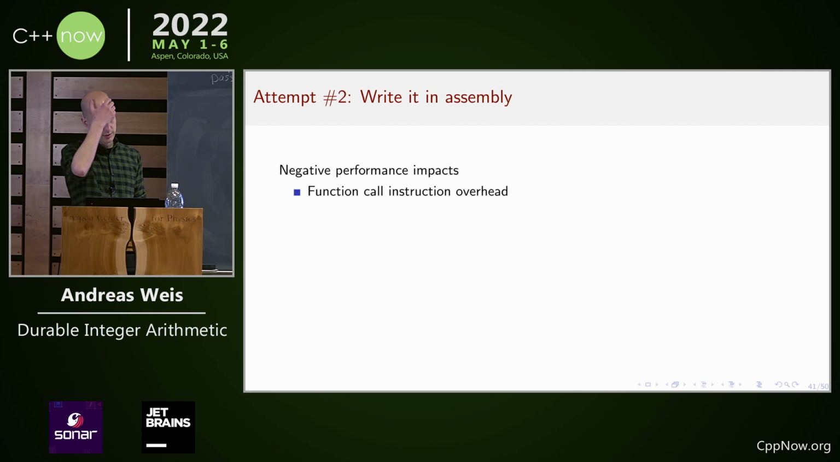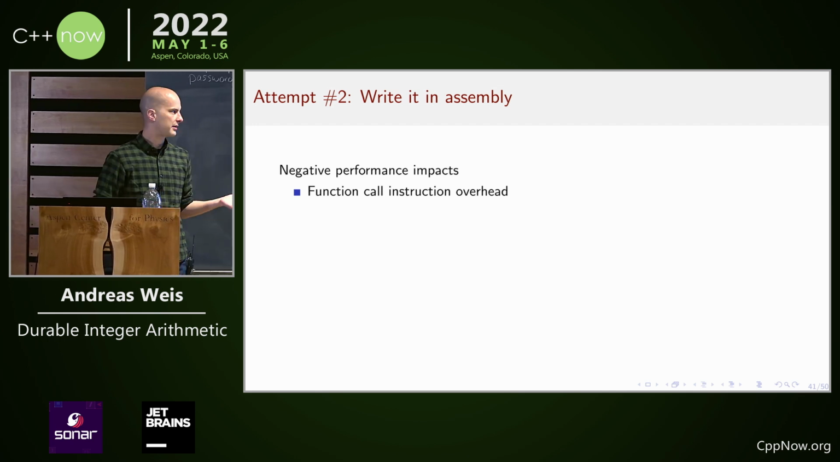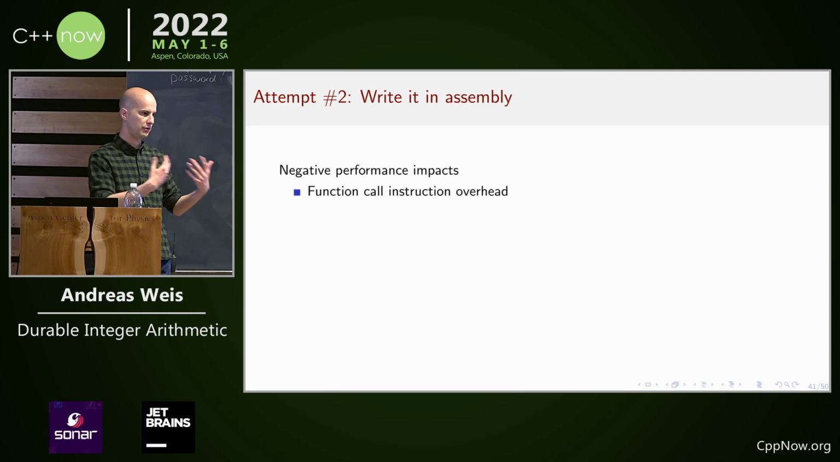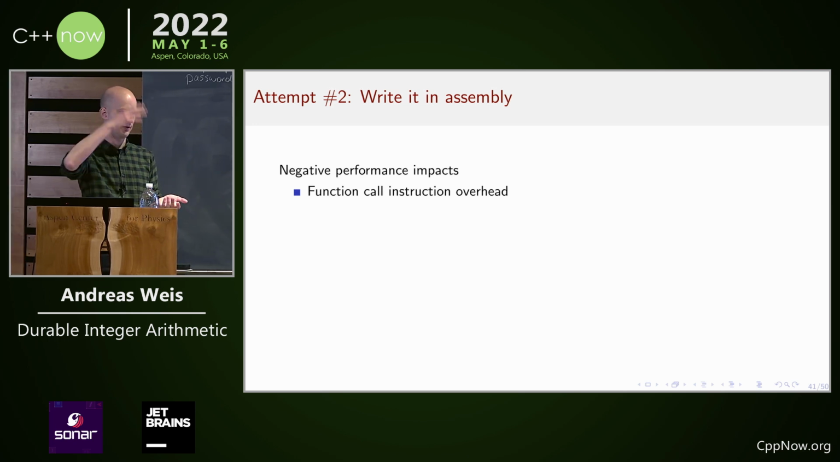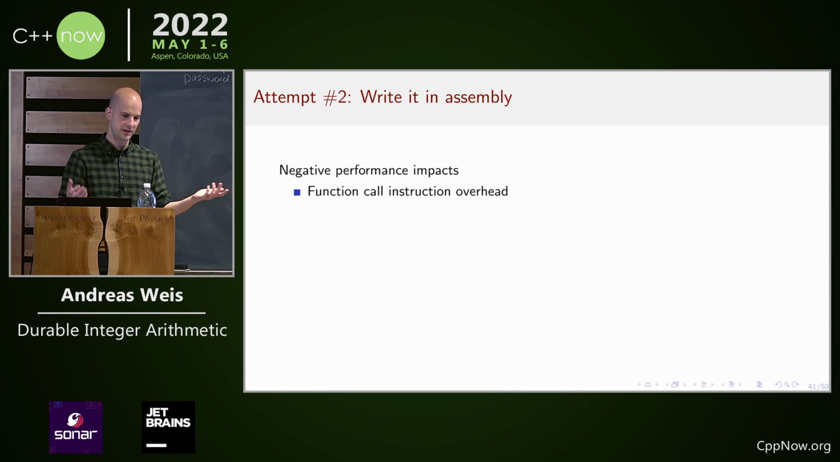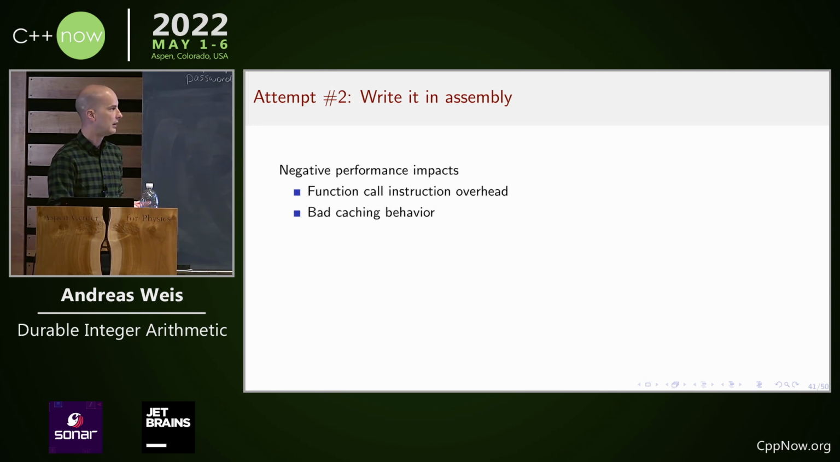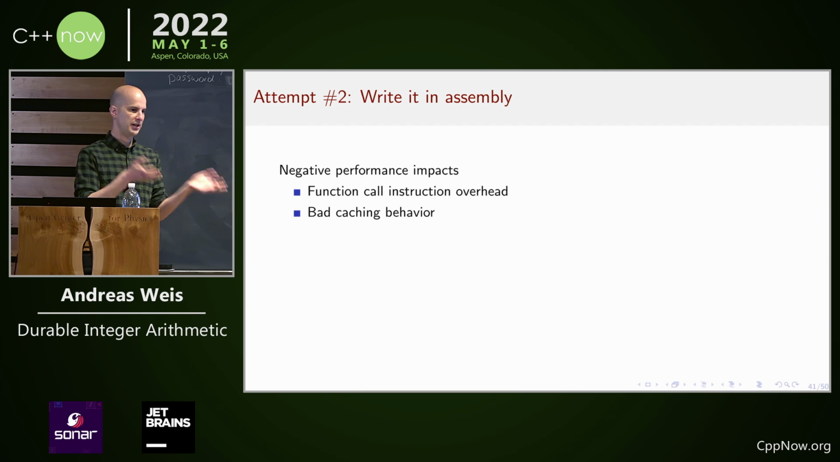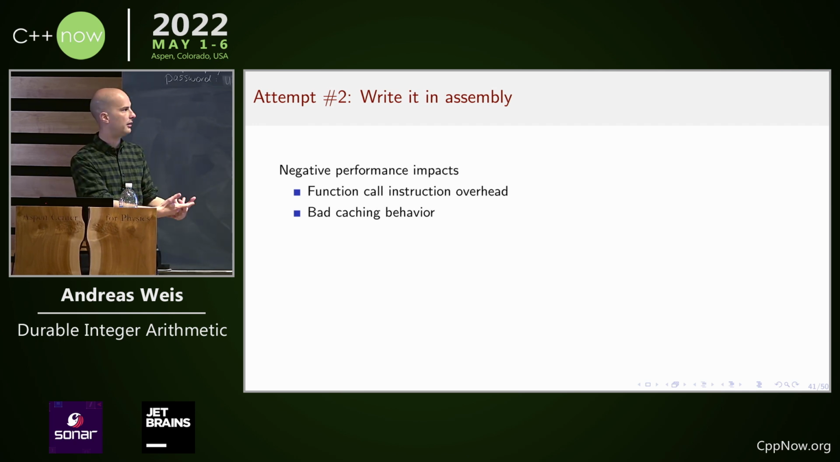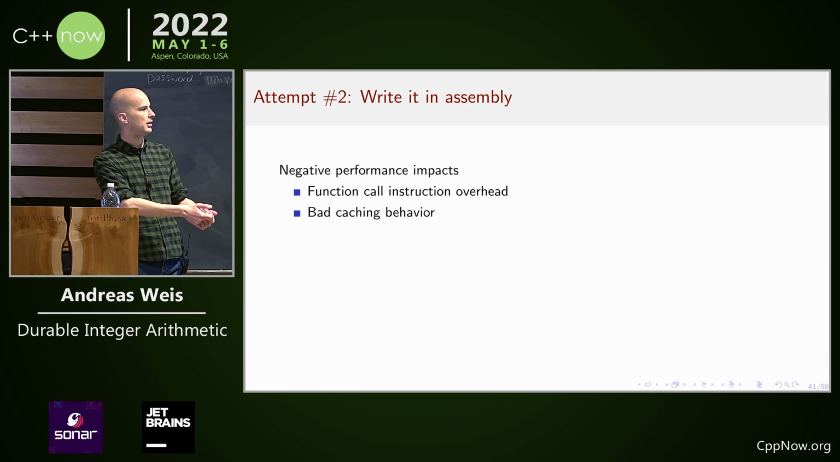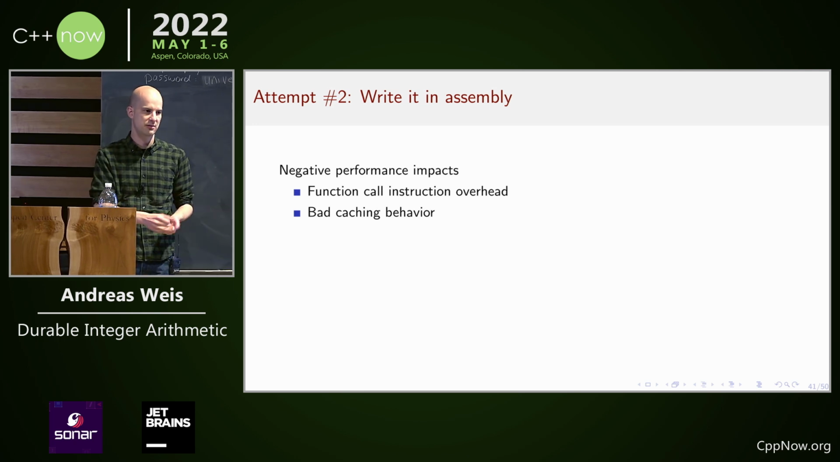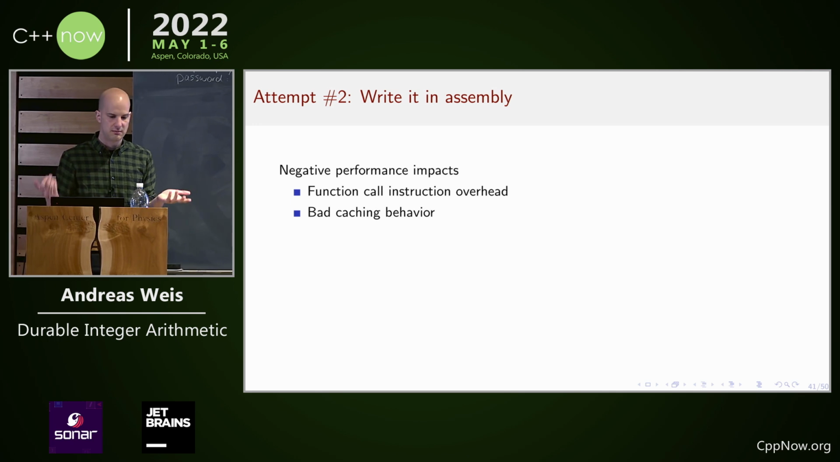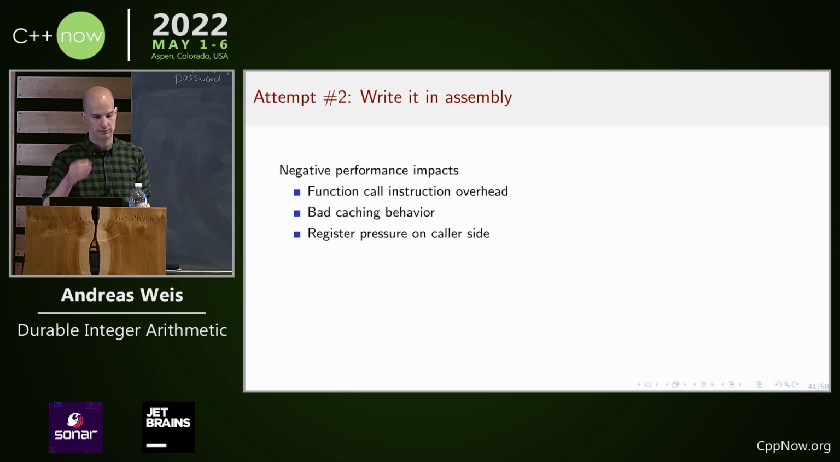So why could that be? I have some theories. First of all, there's the function call overhead, right? To do a function call, I need to go through all this prolog thing, which are instructions I have to execute. There's bad caching behavior, right? My assembly library probably lives in a different part of the code than the instructions for the calling functions. Maybe that has an impact. I would expect this to become hot in the cache pretty quickly, but it could have an impact.